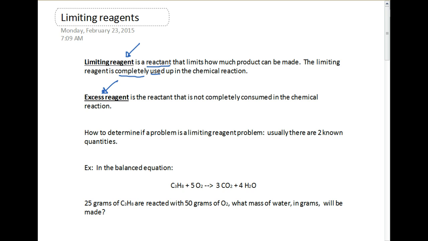Now we also need to identify what is called an excess reagent. An excess reagent is a reagent that is not completely used up in a chemical reaction, and before we had said that that was in excess and we just kind of ignored it. Now we can't ignore it anymore because we don't know which one is in excess.